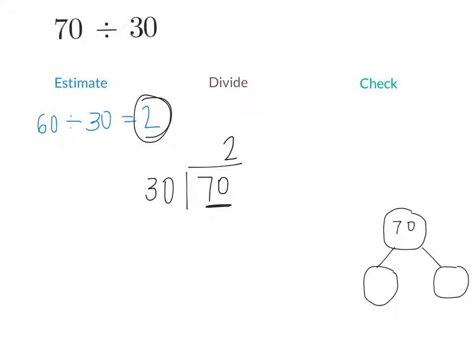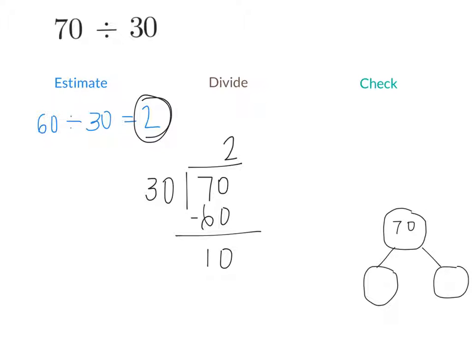Then we multiply. 2 times 30 is 60. Be careful, don't skip steps, please. Okay, is 60. And then we subtract to find out how much is left. 10. We have 10. What's the unit for the tens? Ones. So if we have 10 ones left, is that enough to put it into 30 groups?